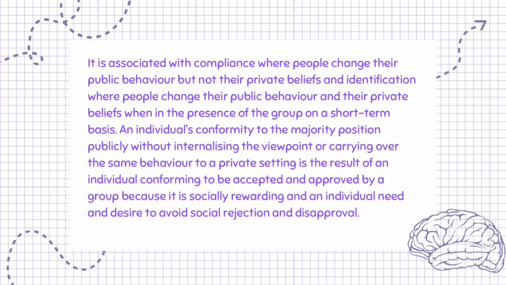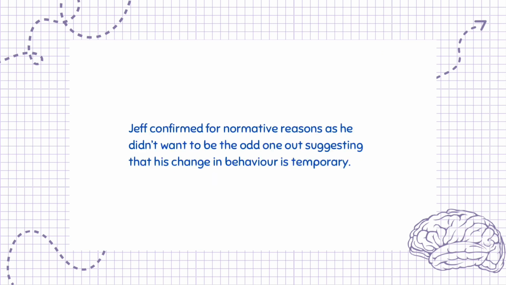It is associated with compliance, where people change their public behavior but not their private beliefs, and identification, where people change their public behavior and their private beliefs when in the presence of the group on a short-term basis. An individual's conformity to the majority position publicly, without internalizing the viewpoint or carrying over the same behavior to a private setting, is the result of an individual conforming to be accepted and approved by a group because it is socially rewarding, and an individual need and desire to avoid social rejection and disapproval. Jeff conformed for normative reasons as he didn't want to be the odd one out, suggesting that his change in behavior is temporary.